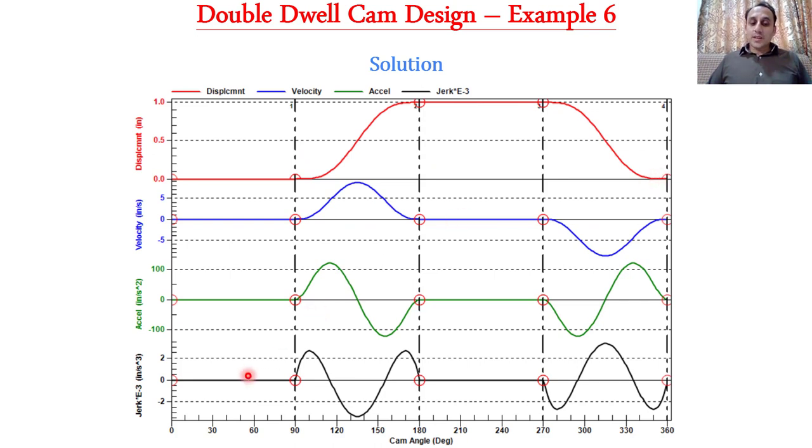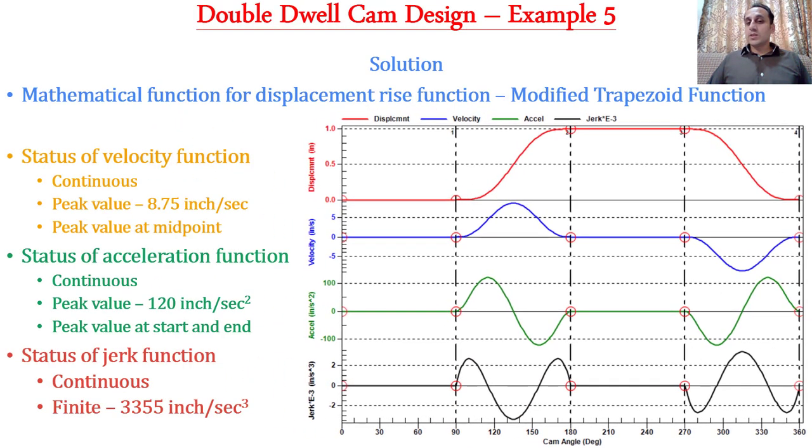So in this SVAJ diagram, you can see what is happening. The only change which we are getting is that now the jerk function is continuous, which is an achievement. So if we use the 4-5-6-7 polynomial as the displacement function, then we can get the jerk function as a continuous function. And the jerk function is also very much smooth. So these are the benefits of using the 4-5-6-7 polynomial function. The drawback is acceleration is very much increased. Velocity is also increased. But the thing is, now the jerk function is continuous.